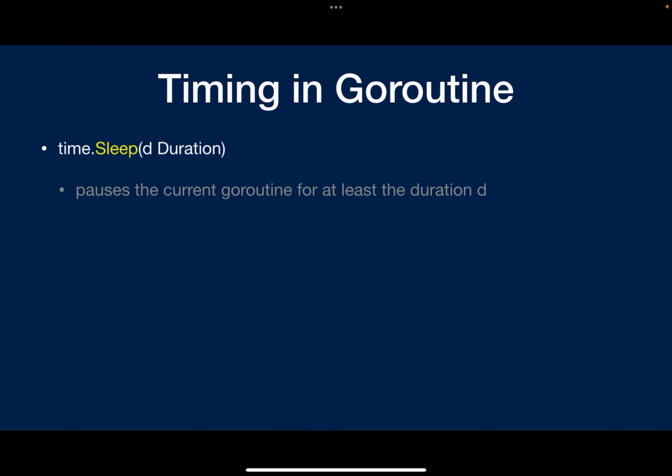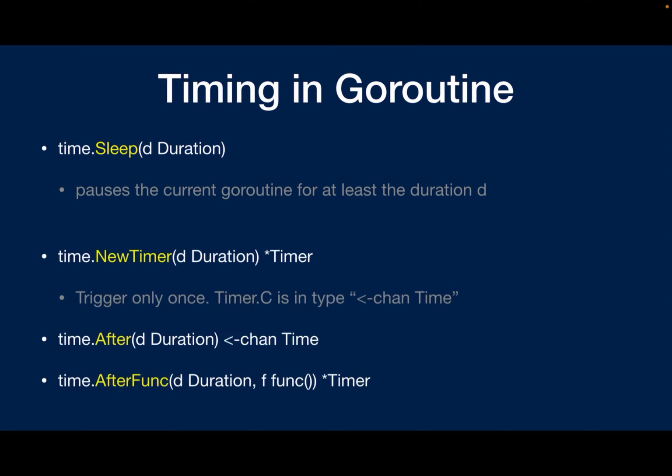There are several ways to control the timing of execution in a Go routine. First, you can use time.Sleep to pause the current Go routine for at least the duration d. Or you can use the NewTimer method to return a timer that contains a channel of time. Or you can use the shorthand method After to return the channel directly. Or even further, you can forget about the channel and use AfterFunc to specify a function to run after that duration. Those three are similar to setTimeout in JavaScript.